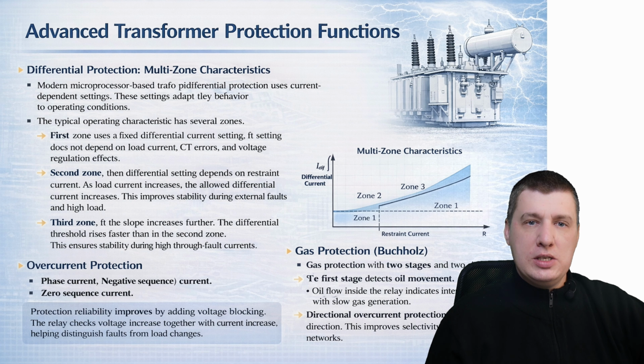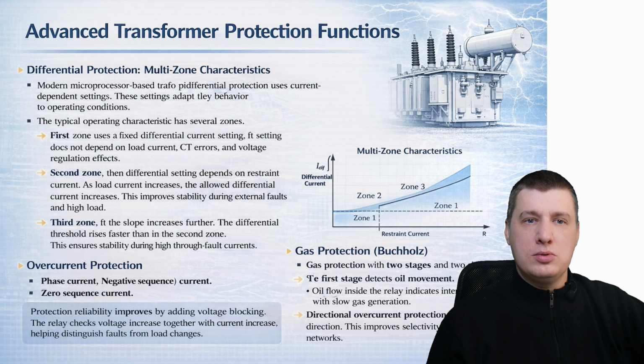Modern microprocessor-based transformer differential protection uses current-dependent settings. These settings adapt relay behavior to operating conditions. The typical operating characteristic has several zones. In the first zone, protection uses fixed differential current settings. This setting does not depend on load currents. It accounts for magnetizing current, CT errors, and voltage regulation effects.